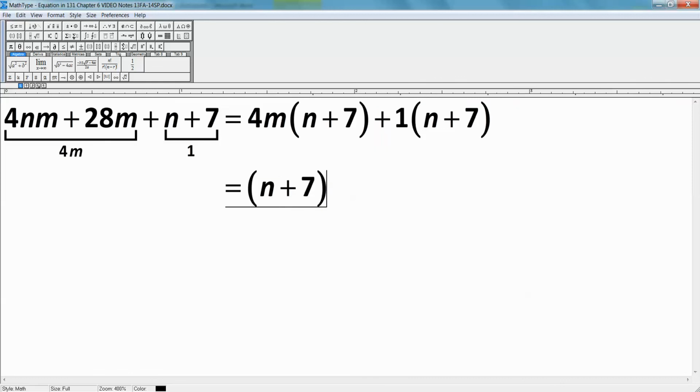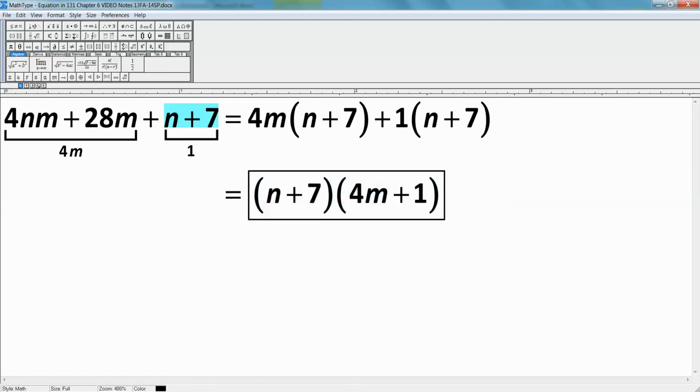So n plus 7, that'll leave me 4m in the front plus 1 in the back. If it looks like exactly what you want for those back terms, like in this case, it was n plus 7 and that's exactly what I wanted, that means there's a plus 1. If it had been a minus n minus 7, then that would have been a negative 1. Very close to the same thing.